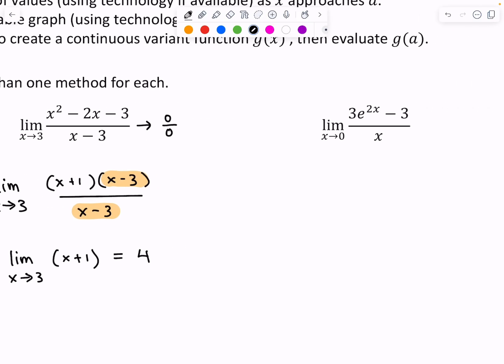In this last example, as x approaches 0, 2x approaches 0, e to the 0 is 1, times 3 is 3, and then minus 3 will give us 0. And of course, x approaches 0. So this fraction also approaches 0 over 0, an indeterminate state. However, we cannot use the third method here. There is no way to algebraically manipulate this in a productive way. So that leaves us methods 1 or 2. And we'll use technology for both of them.